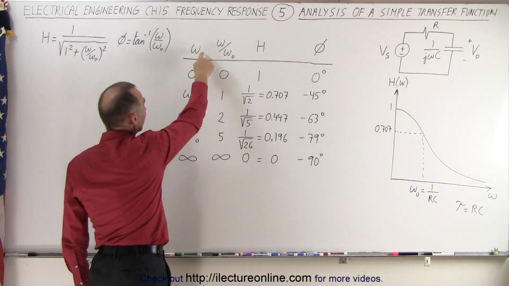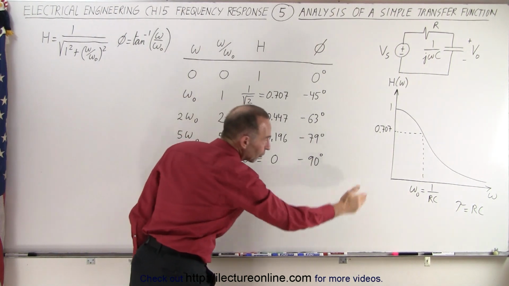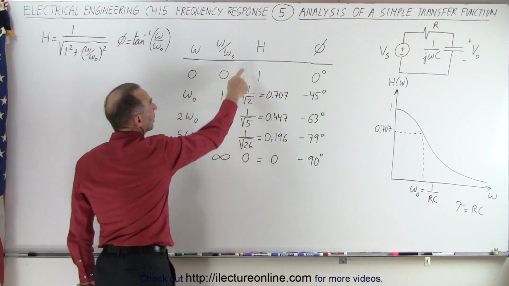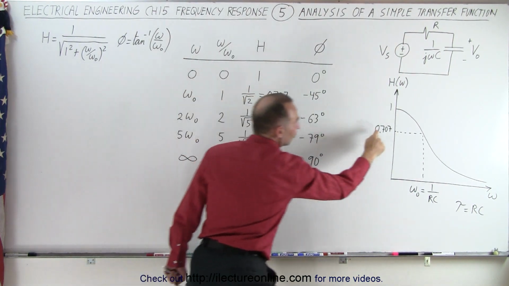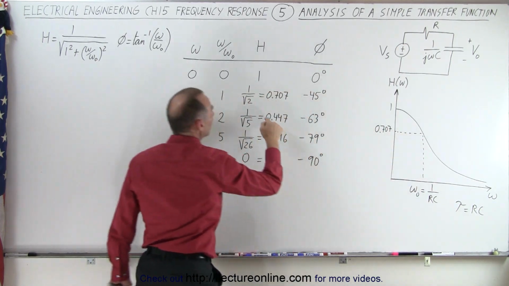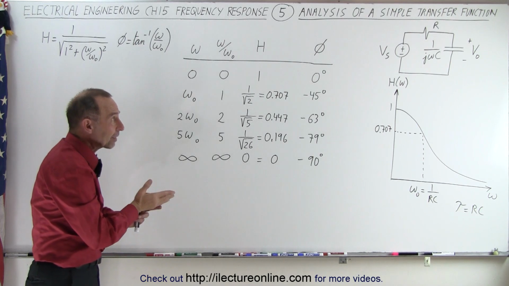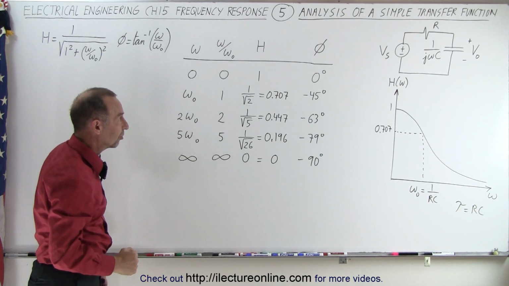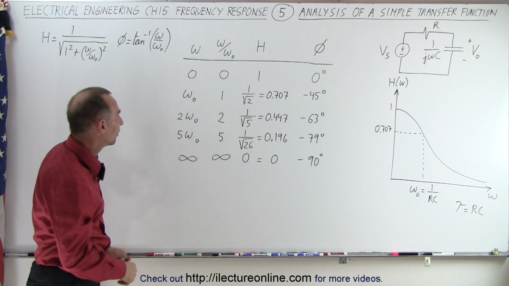Notice as the frequency increases and becomes equal to omega sub naught, which is the inverse of the time constant, the ratio will then equal 1. The magnitude will be 1 over the square root of 2, which is 0.707. That's a special point right here. And then you can see that the phase angle will be minus 45 degrees, that the reactance of the capacitor will then be equal to the resistance of the resistor. So the impedance phase angle at that point will be 45 degrees.